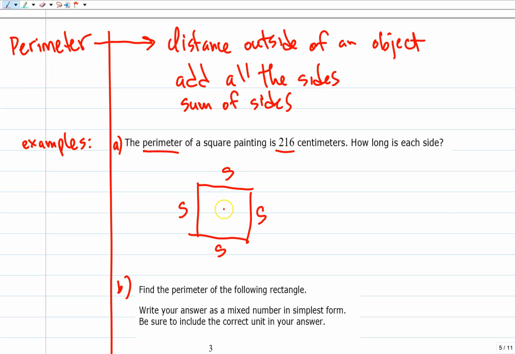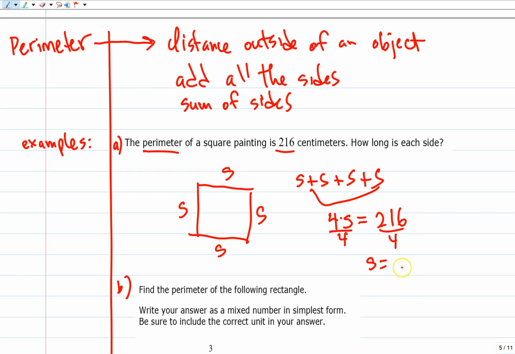Well, add up all four sides. What is S plus S plus S plus S? How about combining like terms? 4 S's. And that should equal the perimeter of 216. Now you solve for the side length. To undo the multiplying, we divide and get that S is equal to about 54 centimeters.